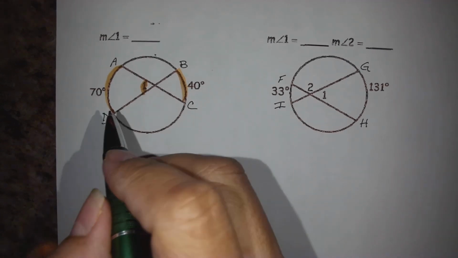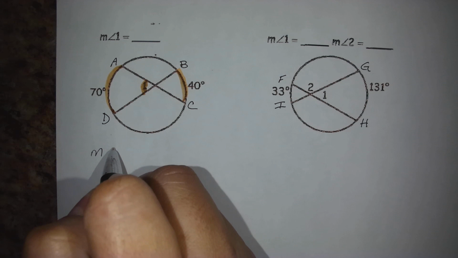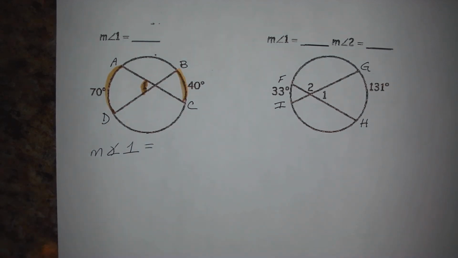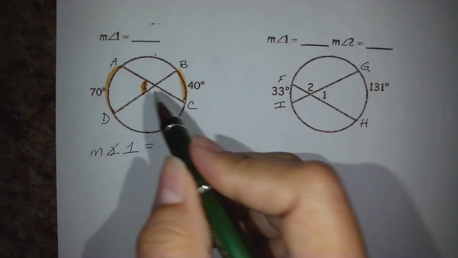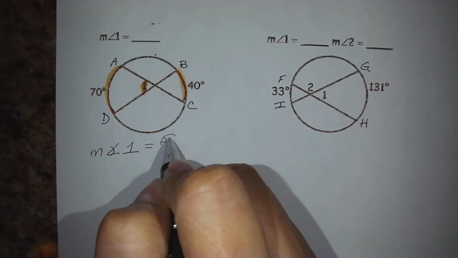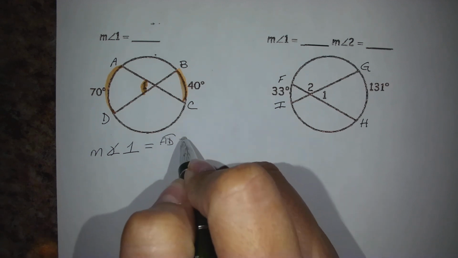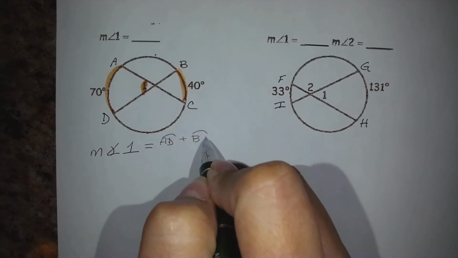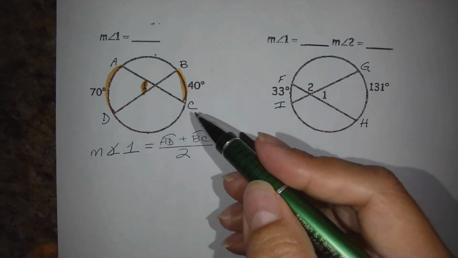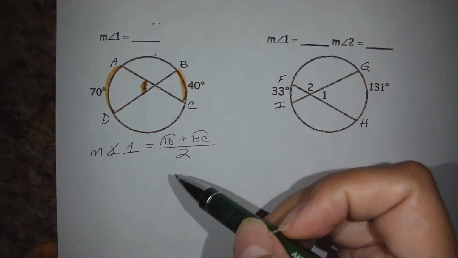So we know that the measure of angle 1 is the two arcs added together. So AD plus BC divided by 2. Remember, keep writing your general formulas.